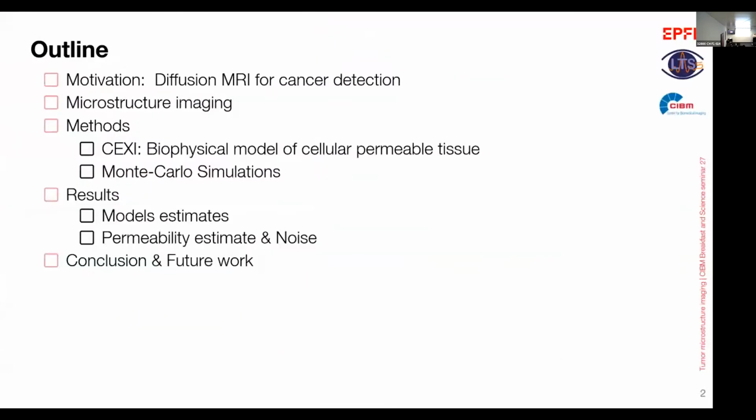So first, I will motivate the work and why I'm doing this thesis. Then I will explain to you what is microstructure imaging and what is this approach. Then I will explain to you the methods I've been developing so far, which is called SEXI, which is a model for cellular permeable tissues, and the tools that we use to generate diffusion MRI signal, so which are Monte Carlo simulations. After that, I will show you the main results of this method, and I will show you how this method performs compared to other models in the field.